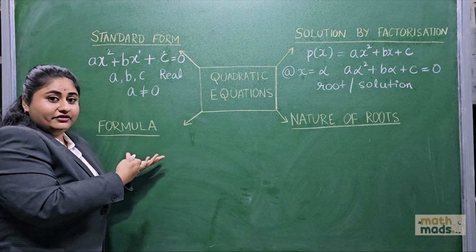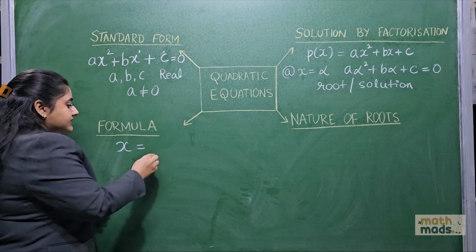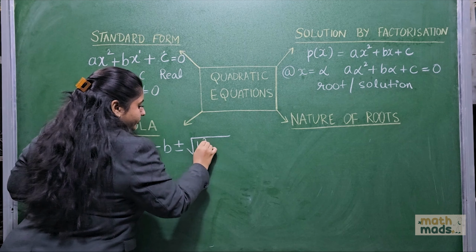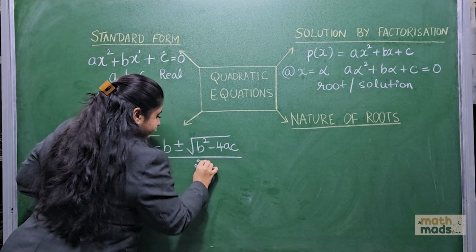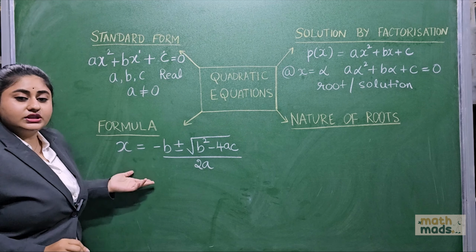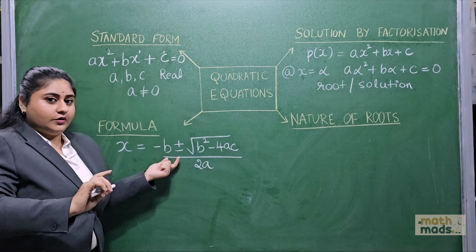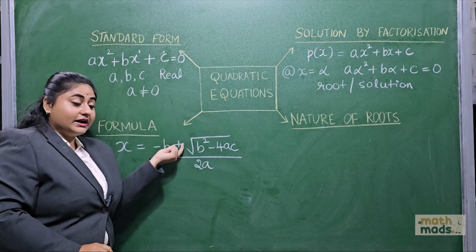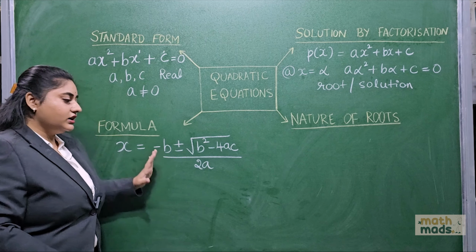Now, how will you find it by formula? I am sure this is already in your heads now. x is equal to minus b plus or minus square root of b square minus 4ac, divided by 2a. So this is the formula, and you can see that there are 2 roots here. Once there's a quadratic equation, you will have 2 roots, you know that. If you take plus, you get 1 root. If you take minus, you get the other root. So there are 2 roots.